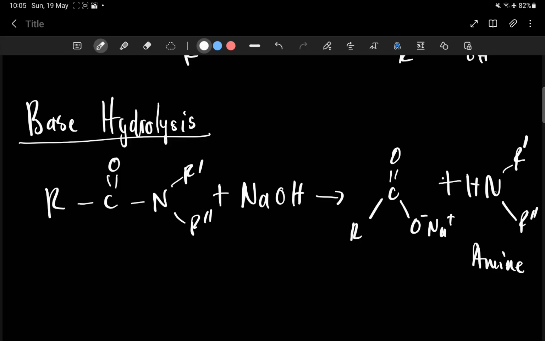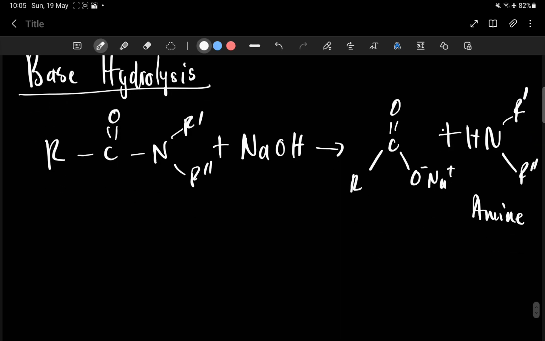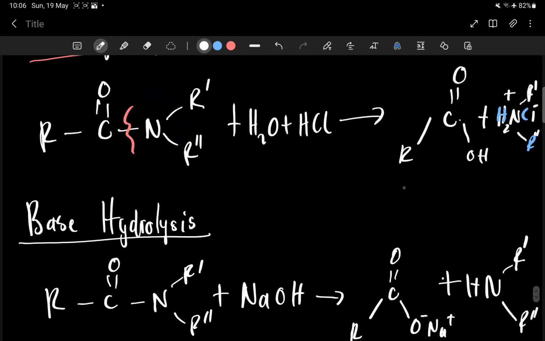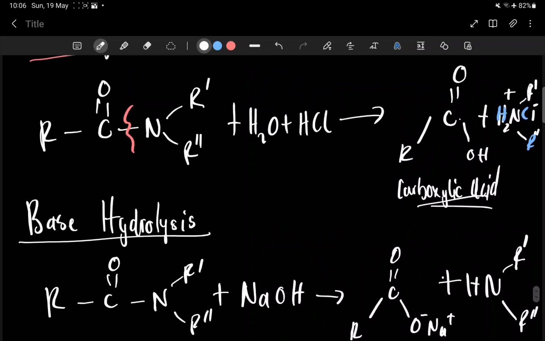So this is now an amine. In an amine, you have your nitrogen just bonded to a carbon, with no double bond O. So that's an amine. And in here, you say, what is this? This here is a carboxylate salt. It's a salt, which we would call sodium something. In here, this one is just a carboxylic acid. That is what we have in here.